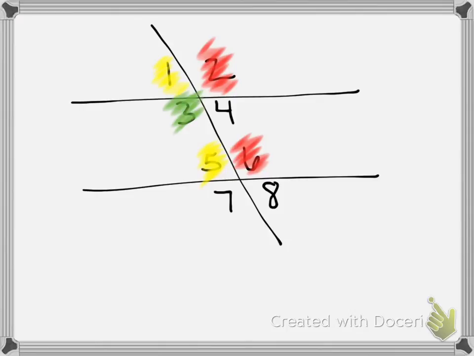And angle 3 is below the parallel line and to the left of the transversal, just like angle 7. And angle 4 is below the parallel line and to the right of the transversal, just like angle 8. So those are your corresponding angles, and those should be written under the flaps of your foldable.